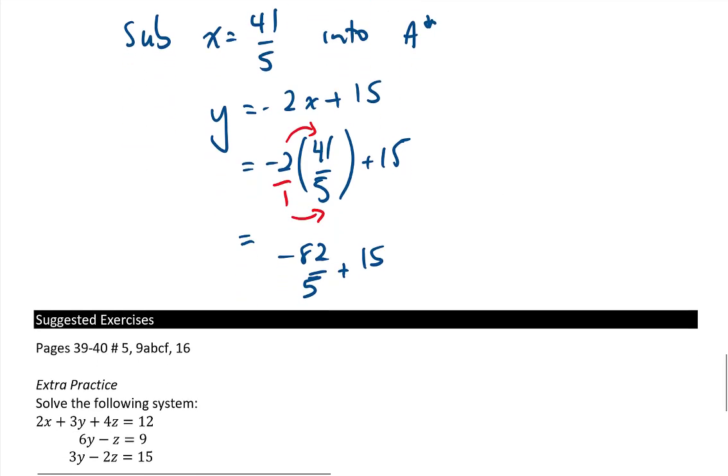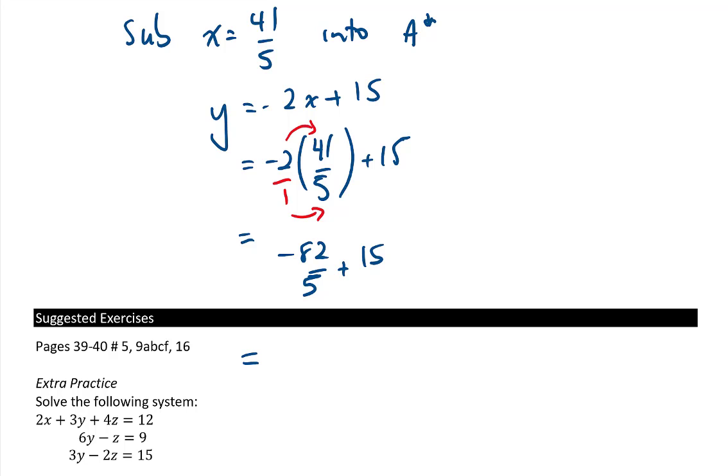So let's keep going. So we need a common denominator now to put these two together. So that's negative 82 over 5, and that is 15 over 1. So the common denominator is going to be 5. So my equivalent fraction for 15 is 75 over 5. Multiply top and bottom by 5. And finally, we get a y value. If we take negative 82 plus 75, we get negative 7 over 5.